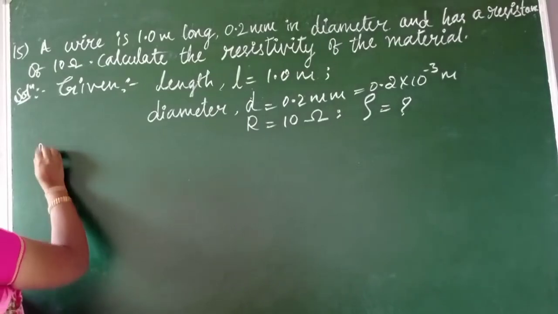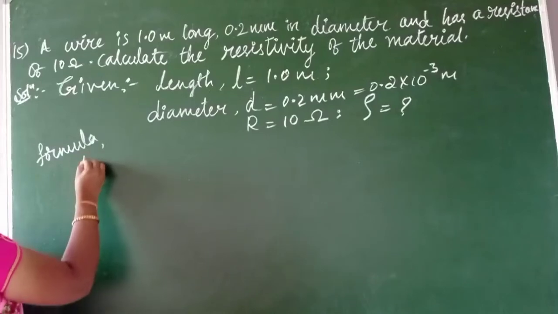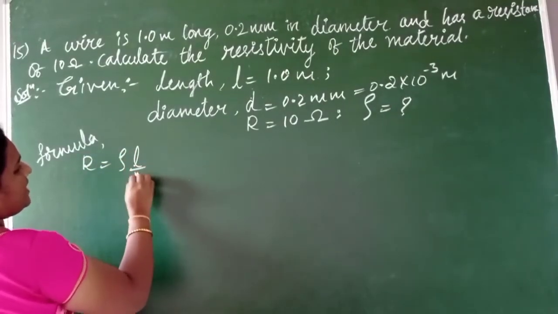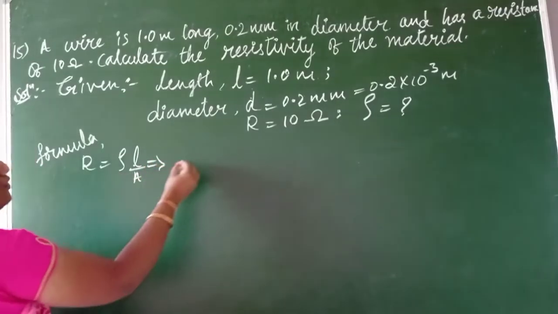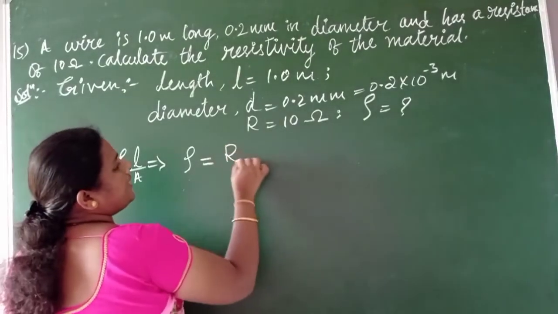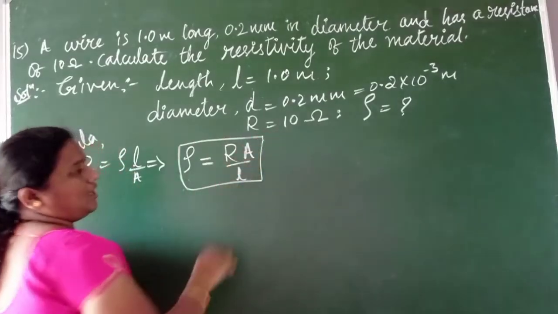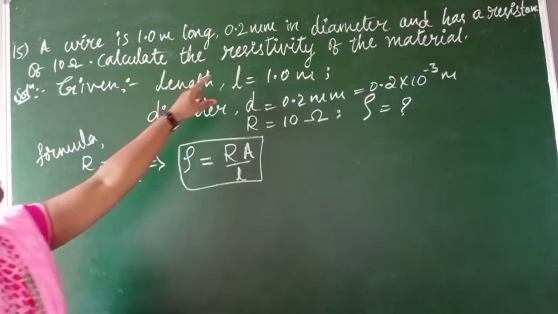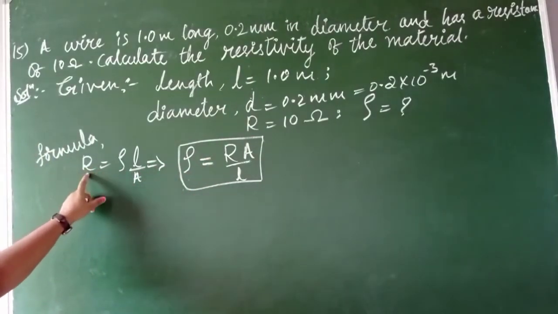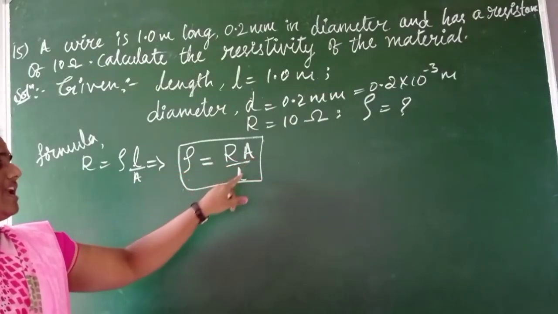So now we will use the formula. That is R is equal to rho L divided by A. This implies, what? We want to know resistivity. So resistivity rho is equal to R into A divided by L is the formula. Isn't it, children? Because in terms of resistivity we have to use this formula. So when we rewrite it in terms of resistivity, rho is equal to R into A divided by L.